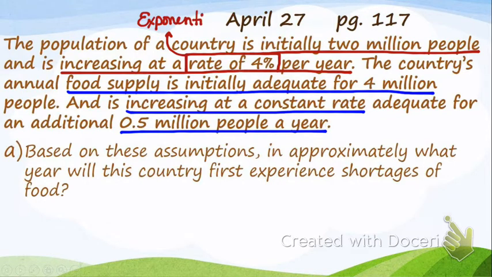Wouldn't that be a linear? Mm-hmm. And that leads right into my next question. It's almost like I planted you here with that one. The food supply, is that increasing at a percentage? No. This one is a linear function. It's increasing to feed an additional 500,000 people. So this is linear.